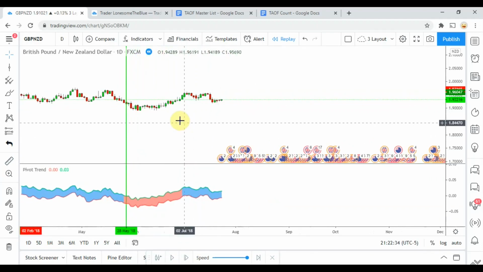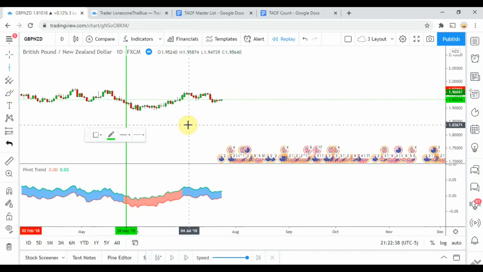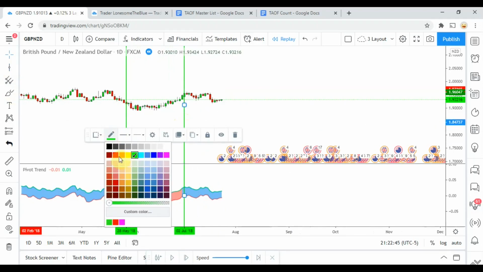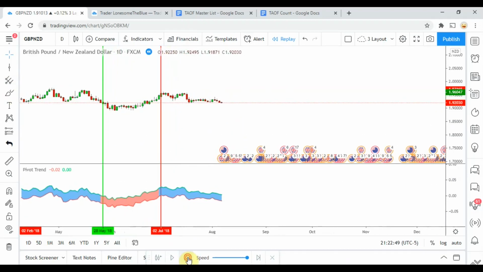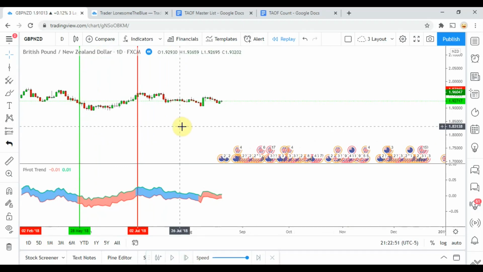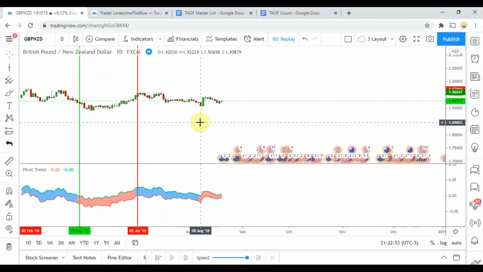Seems to be picking up a few more signals now. That short did rather well for us. Then we pick up a long over here. And unfortunately, once again, long did not work out for us. Keep playing it forward here.